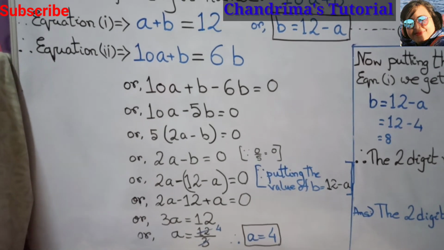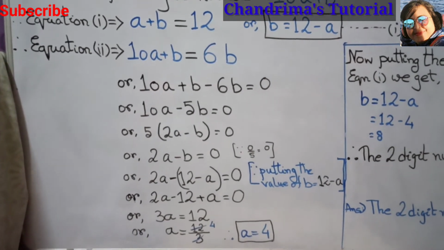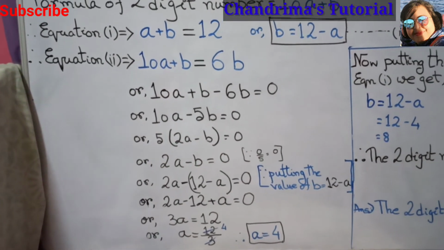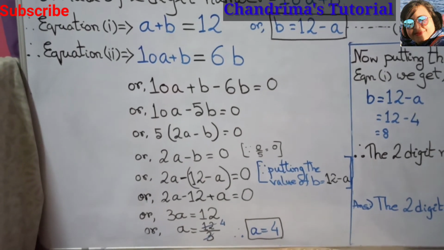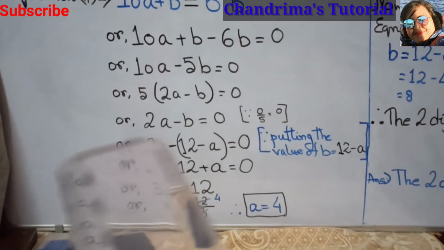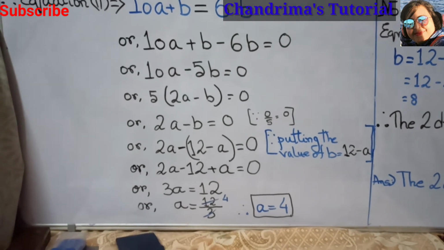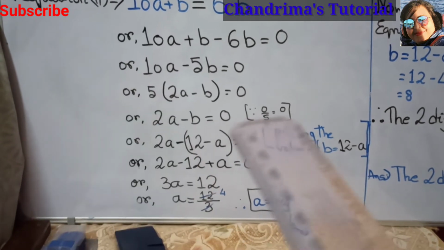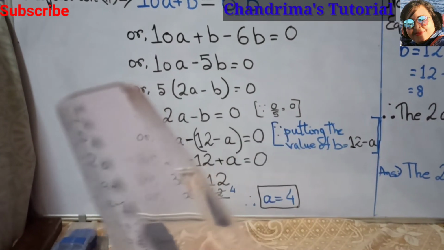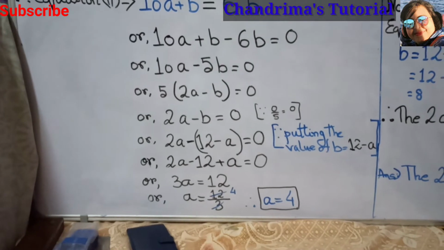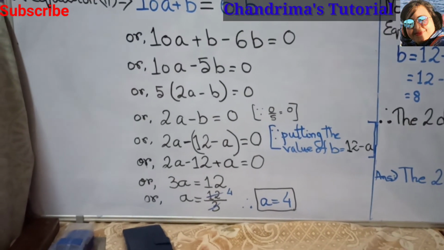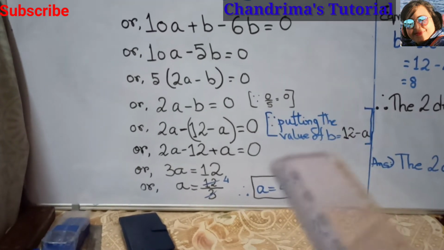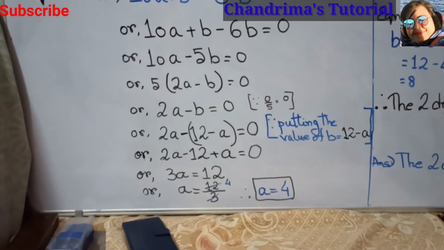Now taking 5 as common, what do we get? 5 twos are 10, so in the first bracket 2a minus b, since 1 is the coefficient, we write only b. So 5 is common: 5 times (2a minus b) equals 0. We are just dividing 0 by 5, which we have taken common. 0 divided by 5 is 0. So now 2a minus b equals 0.